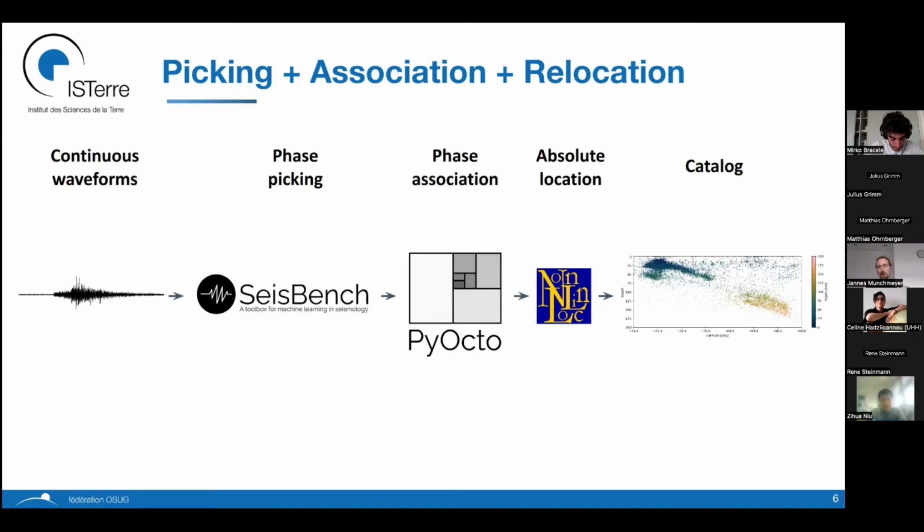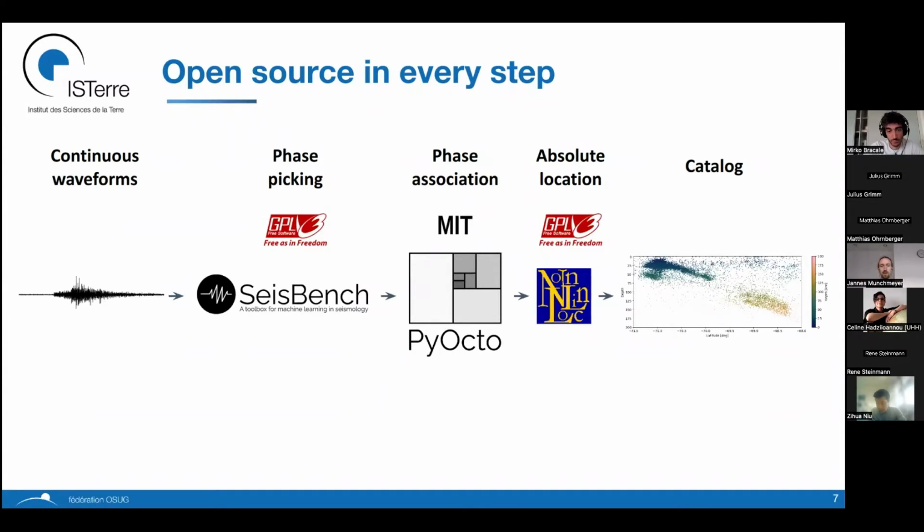Now, normally when I give this introduction, I'd now say, okay, and if we look at low frequency earthquakes, why does this not work? But as I said, today I don't want to talk about science, but I want to talk about open source. So if we look at this, then all the way on every step, we have open source tools. We have SeisBench, that's under GPL v3 license. We have PyOcto under an MIT license. We have NonLinLoc under a GPL license.